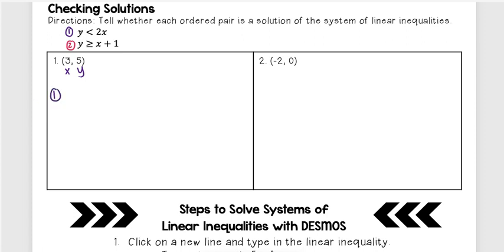So y is less than 2x. Instead of y, I'm going to write 5. Instead of x, I'm going to write 2 times 3. 2 times 3 is 6. That is true, so I'm good. So 5 is in fact less than 6.